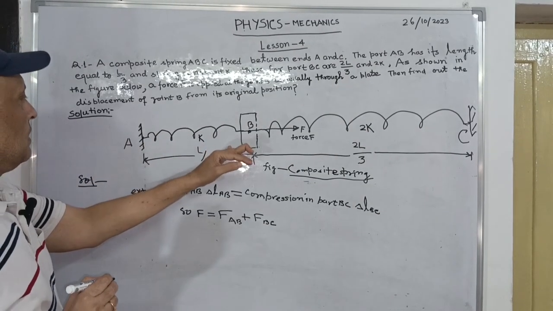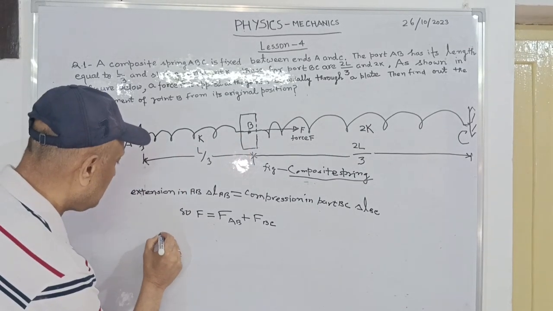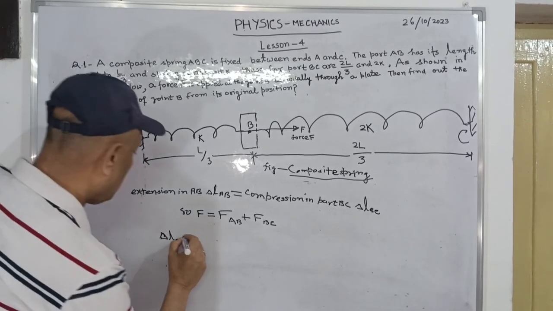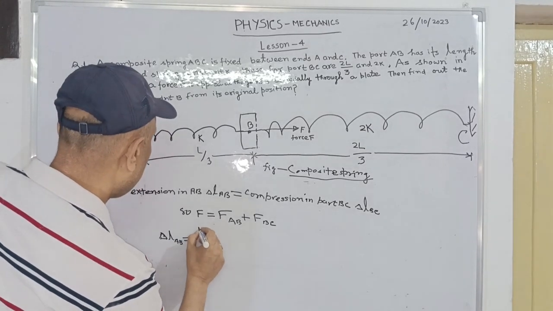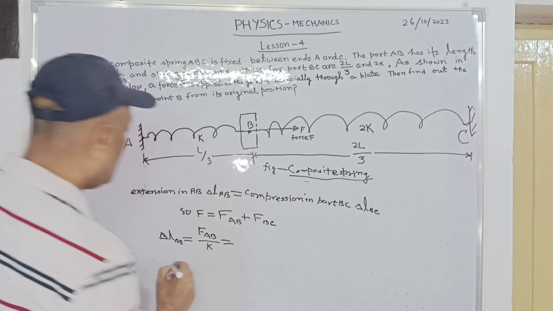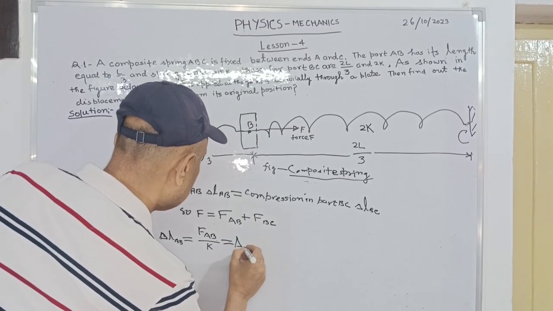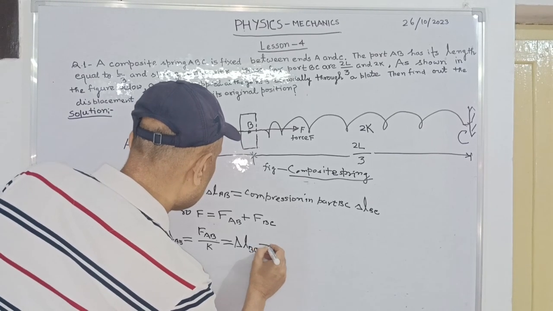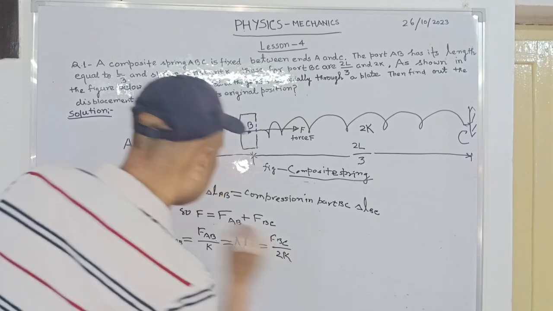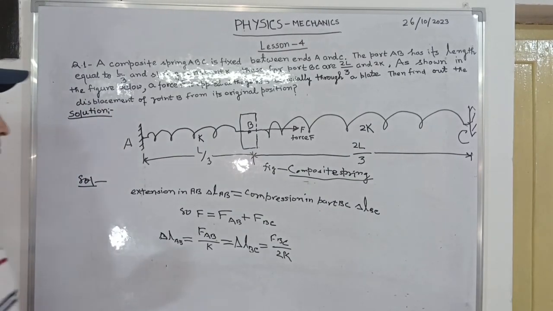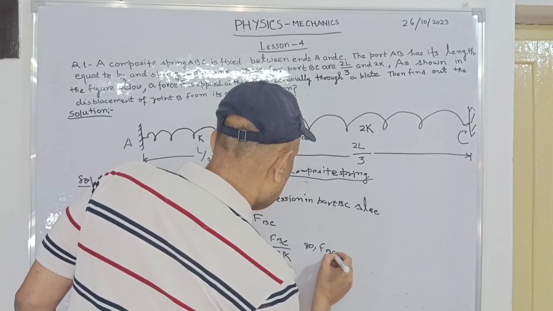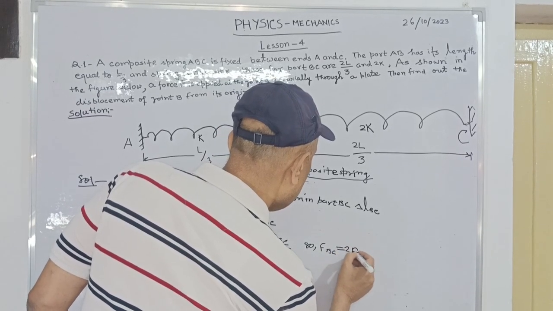Now, delta LAB, the extension in spring AB, is equal to FAB by K. That is equal to delta LBC, which is equal to FBC by 2K. So FBC equals 2FAB.